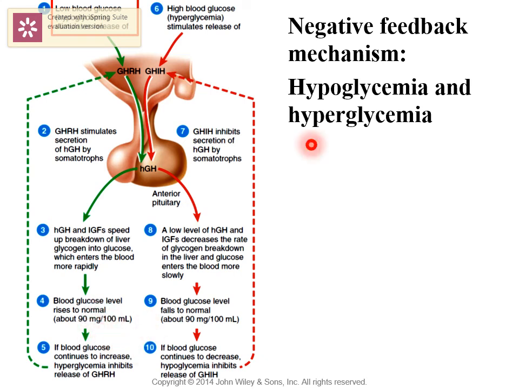All right. So when we have hyperglycemia, hyper means above. Glycemia is sugar. When we have high blood glucose concentration, the hypothalamus releases growth hormone inhibiting hormone that inhibits the secretion of human growth hormone. Okay. And this in turn prevents the release of glucose from the liver until the blood glucose falls back to normal. So this is called a negative feedback mechanism.